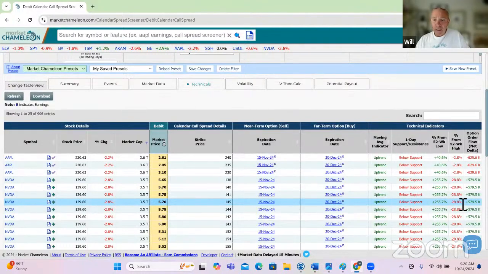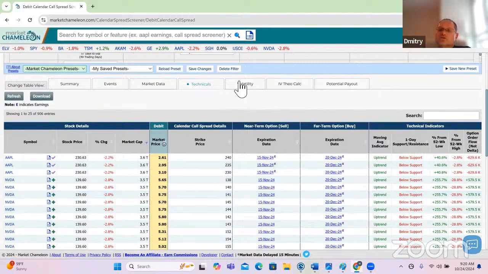But his question is about the benefit of selling higher IV versus lower IV, say in the front month versus the outer month option. Does it matter? Okay. Well, the next tab's volatility, so we'll just cover it there. Okay, all right, perfect. Sorry about that.